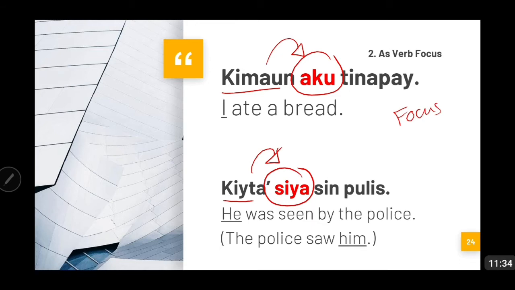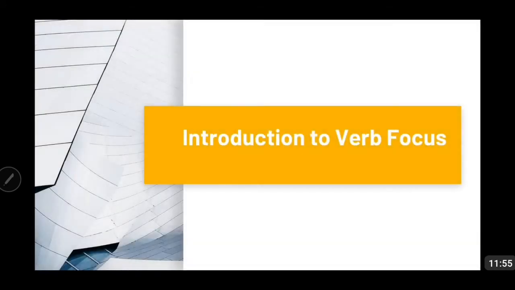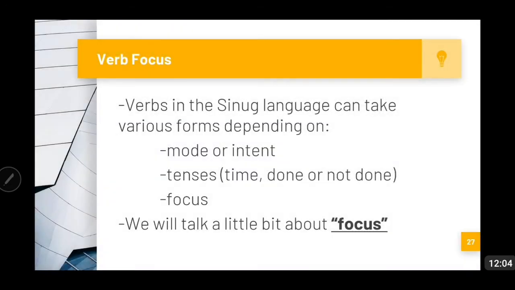What do we mean by verb of focus? Verb focus, so we will discuss it later. Okay? We will discuss focus of the verbs. Focus verbs are quite a complicated topic, but we will try to make it as simple as possible. Don't be intimidated by the terms that we will discuss later on, as you will find them helpful in the later lessons, inshallah. So, let's go. Verb focus.